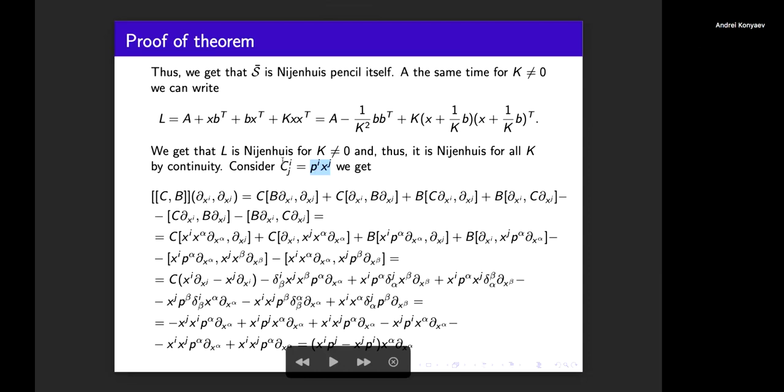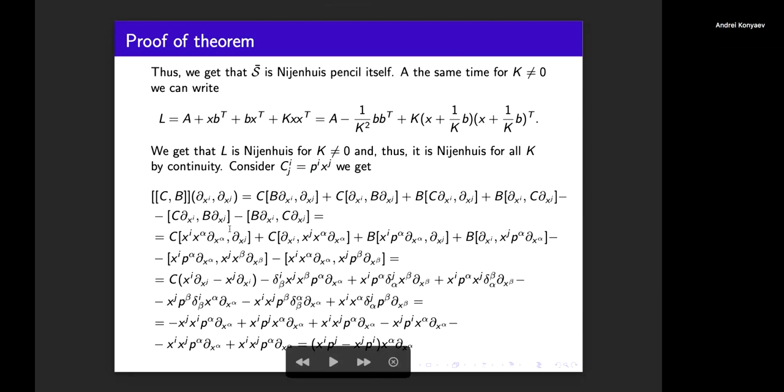So what we're going to do is show that these elements are exactly the centralizer of this Nijenhuis pencil S bar, which consists of symmetric matrices and a quadratic operator. So how do we do that? We do the straightforward calculation. It is a little bit messy and complicated because there are no shortcuts here, but it is still nice.